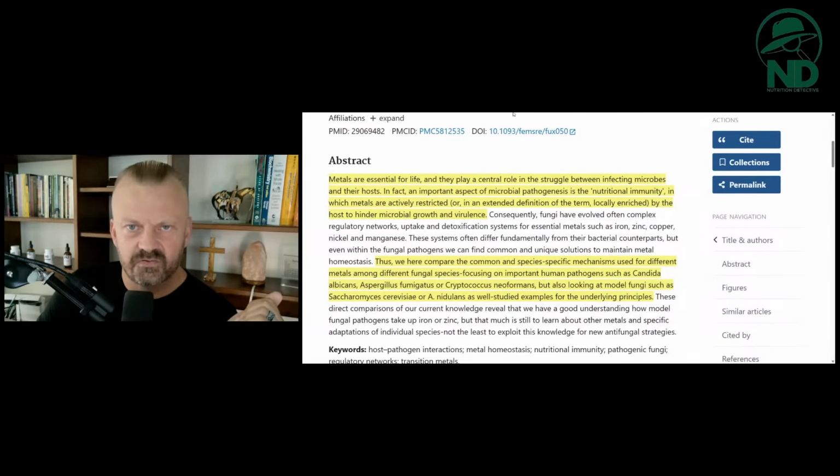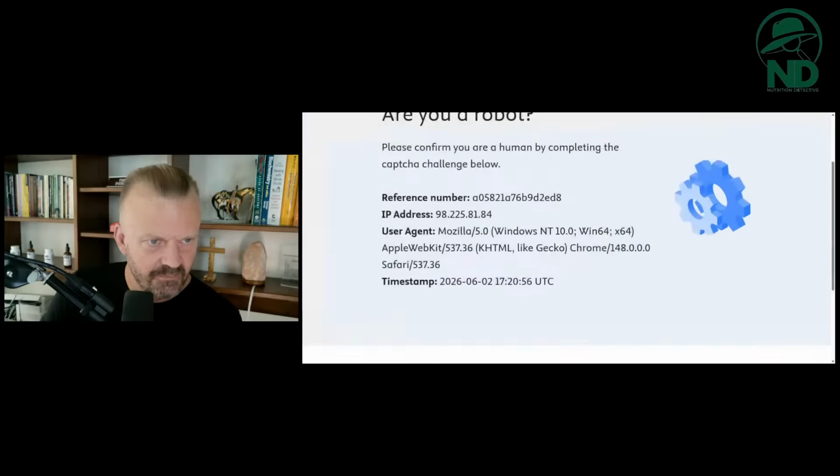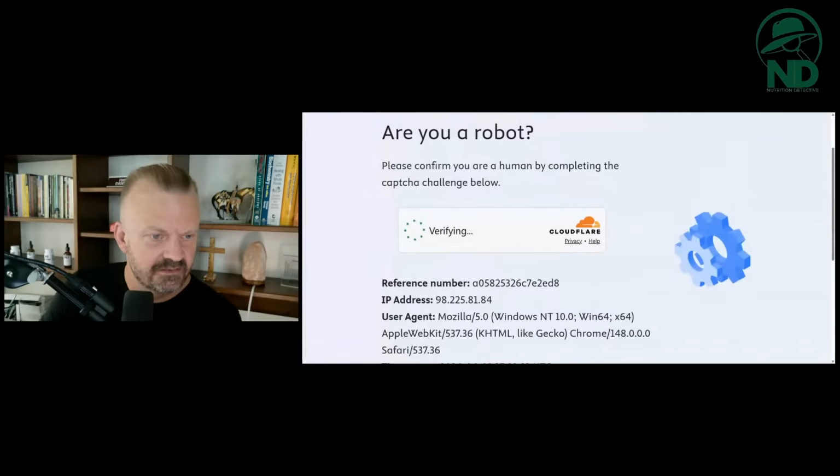That one was not as useful as I thought. Maybe that's why I didn't highlight it. I still had it on my, come on, Elsevier. Let's do this. Come on. There's no CAPTCHA challenge. There we go.